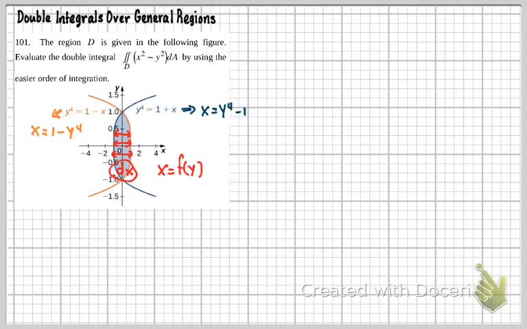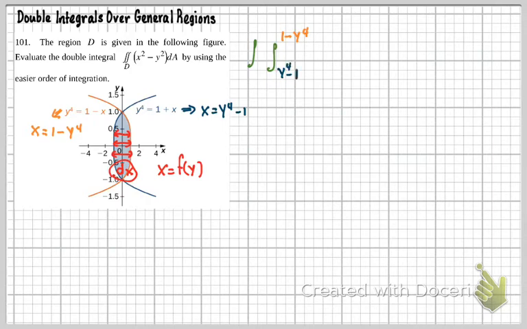So therefore, now we have our bounds, and the upper bound is going to be the orange function here, which is x equals 1 minus y to the fourth. And the bottom function is going to be this blue one here, and that's going to be x equals y to the fourth minus 1. So now all we're going to do is just set up our double integral. So to do that, here's my integral. Again, that upper function is going to be 1 minus y to the fourth because that's the further right function. And the lower function is going to be y to the fourth minus 1.